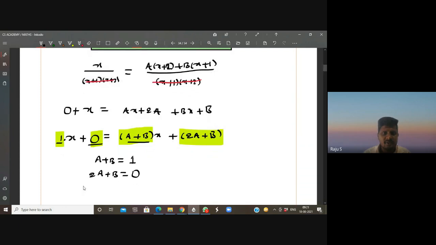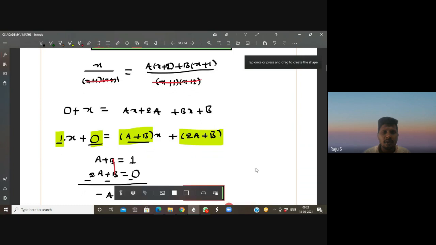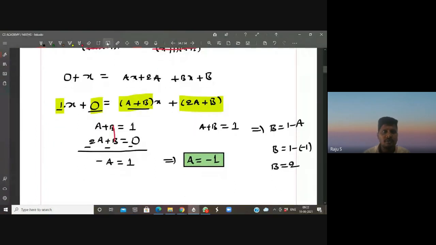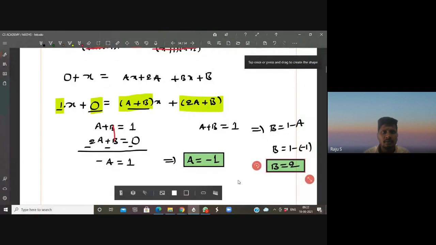Now is it difficult to find A and B by solving these two equations? Subtracting, B gets cancelled. Now A minus 2A, that is minus A, is equal to 1, which implies A is equal to minus 1. This is the value of A. In the same way, you can find B: A plus B is equal to 1, so B is equal to 1 minus A, B is equal to 1 minus of minus 1, B is equal to 2. Clear, students? Here we got the A value and B value.